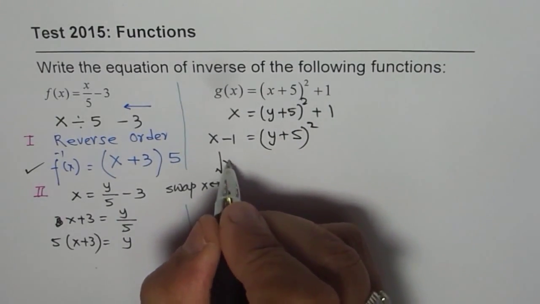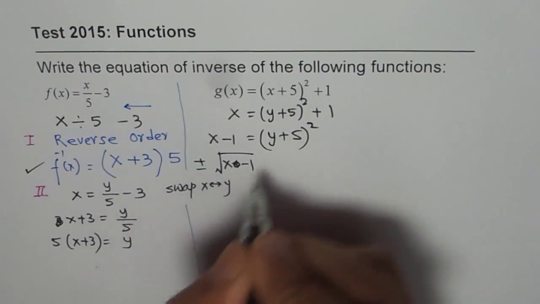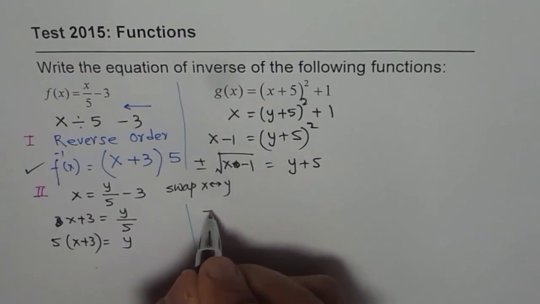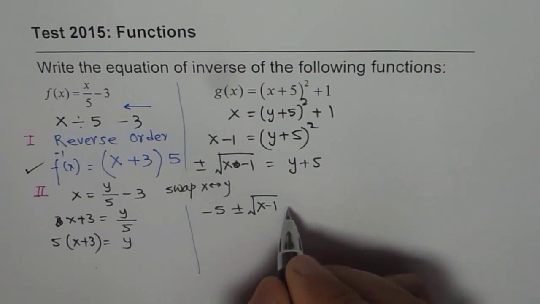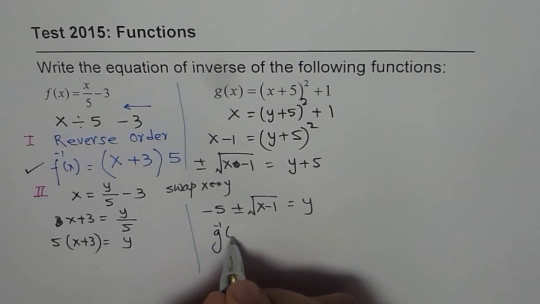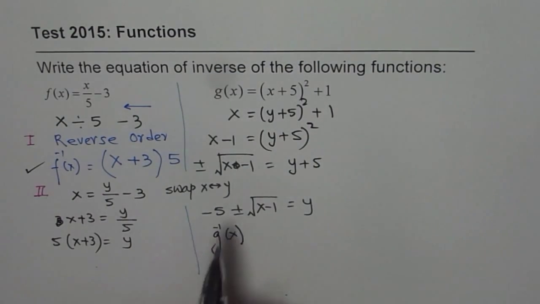Whenever you square root, what should you do? Plus and minus, okay, equals y plus 5. And now you can bring 5 this side. So it's minus 5 plus and minus square root of x minus 1 equals y. So we can write g inverse of x equals, now remember, we are having plus and minus, correct? So it is not really a function. So be careful. We are writing g inverse of x, but it is not a function.